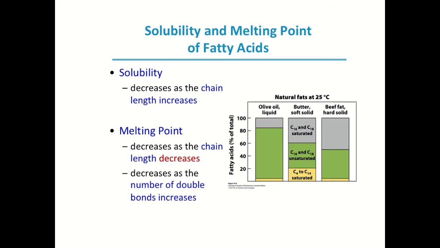The solubility of a fatty acid decreases as the hydrocarbon chain length increases, and I mean the solubility in water. And for melting point, that decreases as the chain length decreases because there are less carbons, and it decreases as the number of double bonds increase. And this can be seen with a comparison of olive oil, butter, and beef fat.